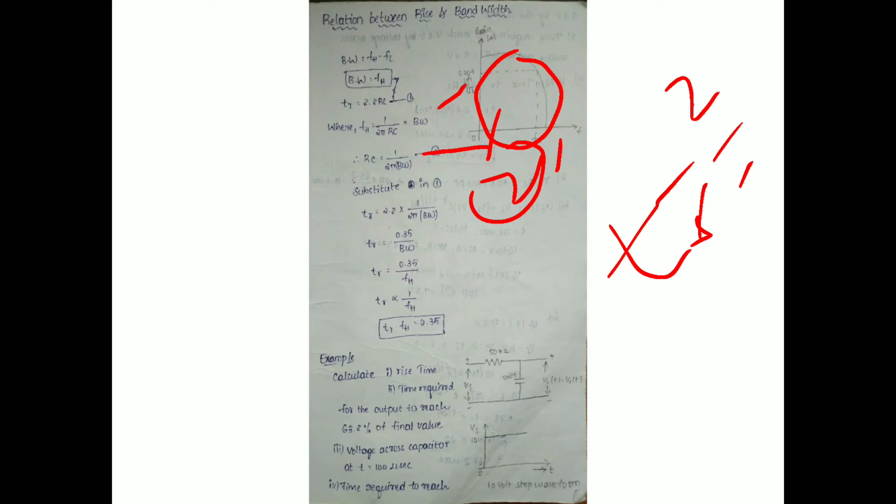Here bandwidth can be written as Fh. Tr is proportional to 1 by Fh. Tr times Fh is equal to 0.35. This is the relation between rise time and bandwidth.